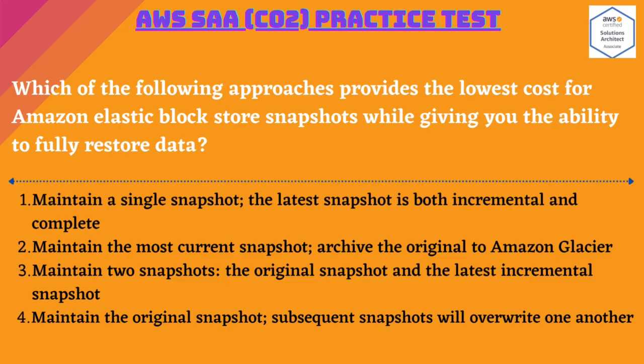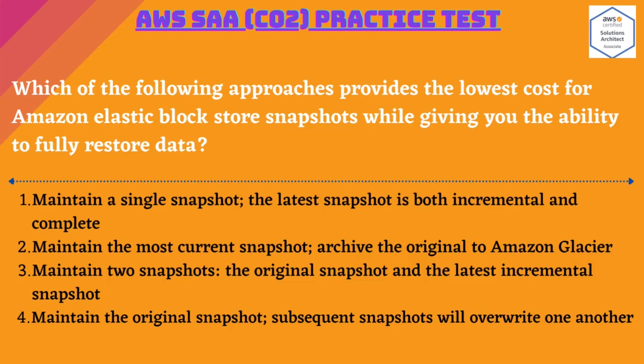The first option is maintain a single snapshot. The latest snapshot is both incremental and complete. So in EBS, you can take snapshots periodically. The scenario is that you need to reduce storage cost by maintaining a few EBS snapshots. So you can also maintain a single snapshot, and the latest snapshot is always both incremental and complete. Incremental in the sense means you took a snapshot, and if you made changes, only the changes are going to be saved, not the whole again. So this first option seems to be correct.